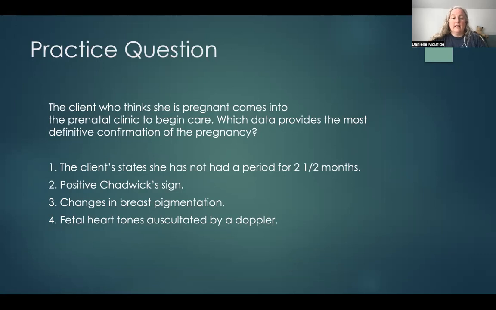So number one, the client states she's not had a period for 2.5 months. That's the client states. That's subjective information. That's presumptive. Positive Chadwick sign. So that's that blue discoloration. That is probable. She's probably pregnant.